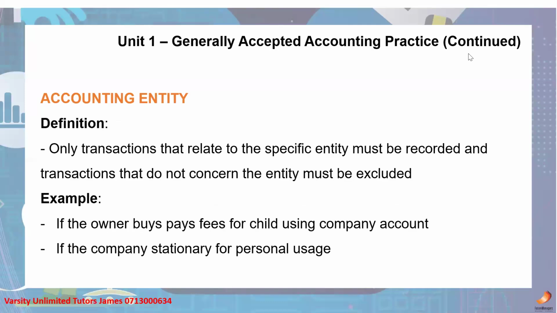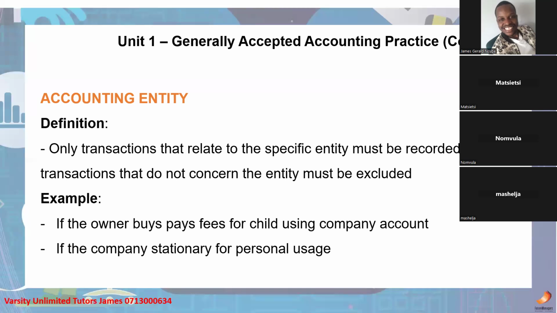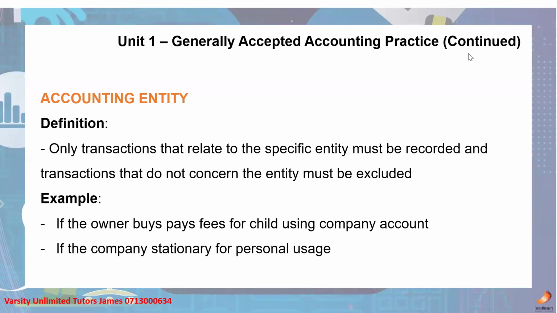So the first thing that you're expected to understand is what is called the accounting entity concept. So the accounting entity concept, we are saying that there is a separation between you, James, and the business. There is a separation between you, Nomvula, and the business itself. You cannot combine the two, right? So if I do a transaction, so for example, I have a business which I'm running, Varsity Unlimited Tutors, right? And then I want to buy bread for my family. I cannot use my business account to buy bread for my family. If I use my business account to buy bread for my family, I do not record and say there is an expense for bread for Varsity Unlimited Tutors.